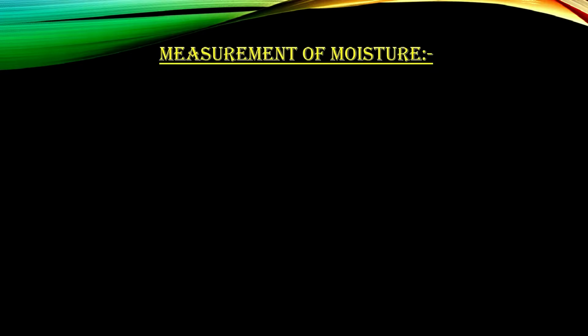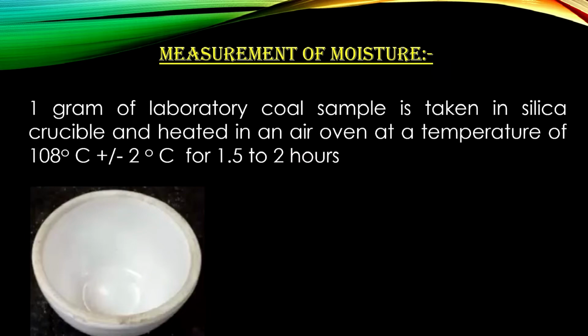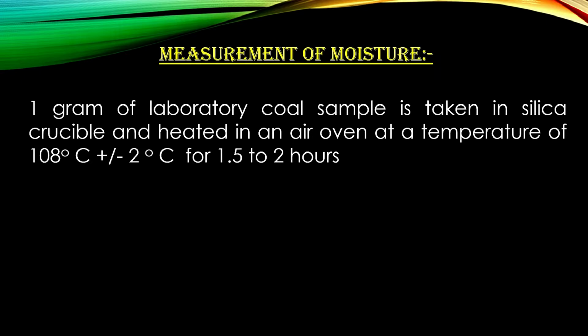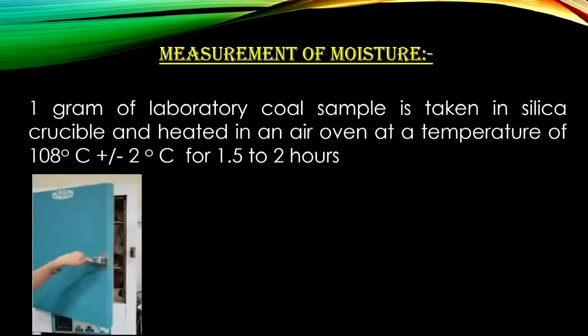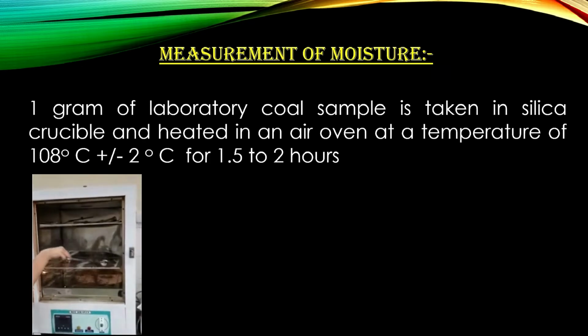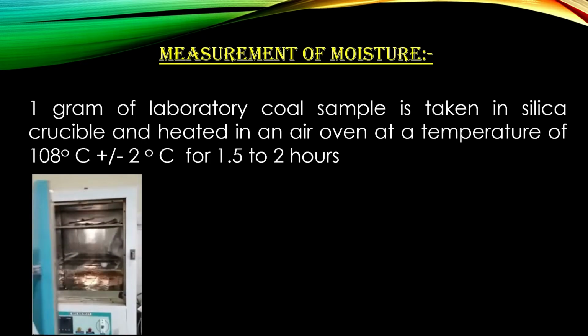For measurement of moisture in fuel, 1 gram of coal sample is taken in a silica crucible. We choose a silica crucible because the melting point of silica is 1750 degree centigrade. The coal sample is heated in an air oven at a temperature of 108 degree centigrade for 1.5 to 2 hours.